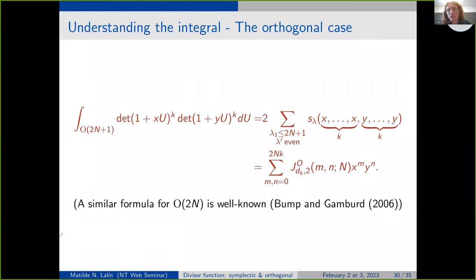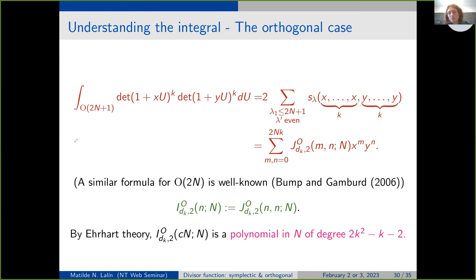Let me also mention that the orthogonal case ended up being quite tricky. For the formula for the generating function in terms of the Schur function, we actually couldn't find it in the literature. We found a formula for even dimension, but our problem has odd dimension. So we actually had to recover this formula, which wasn't easy to do.